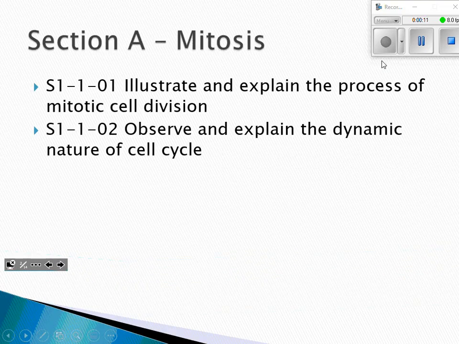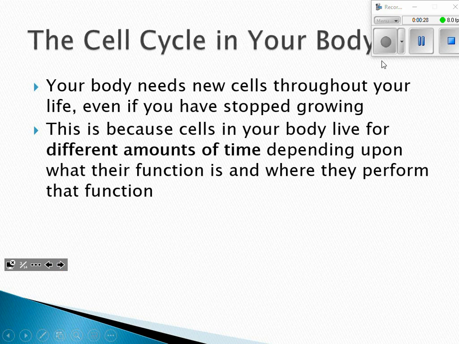Today we're going to talk a little bit about mitosis. By the end of this video lesson and the next days in class, you should be able to illustrate and explain the process of mitosis, or mitotic cell division, and observe and explain the dynamic nature of it, the idea that cells are continuously in one phase of the cell cycle.